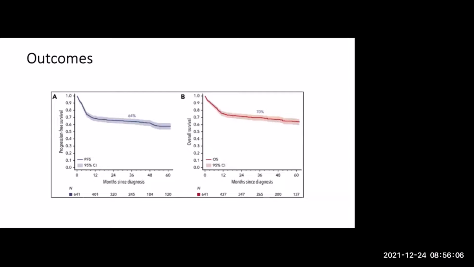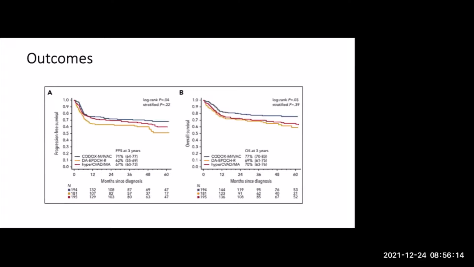So 3-year PFS was 64% and overall survival was 70% in the real world. And there was no difference in outcome irrespective of the regimen that was used in Burkitt's lymphoma.